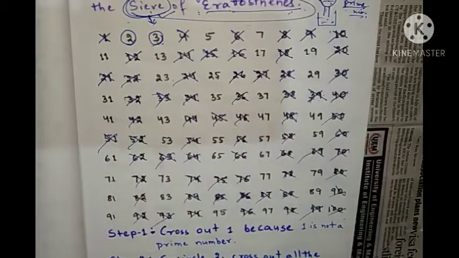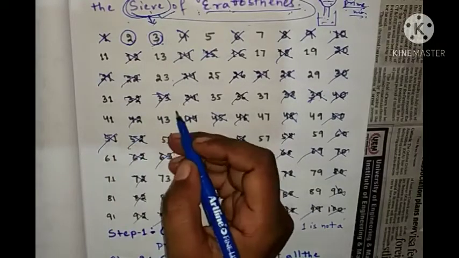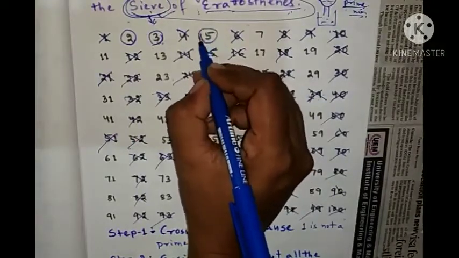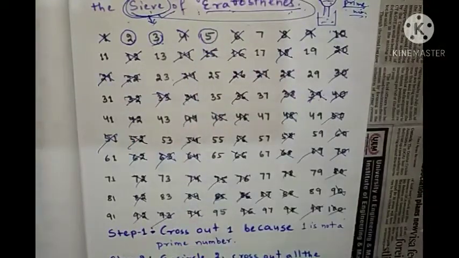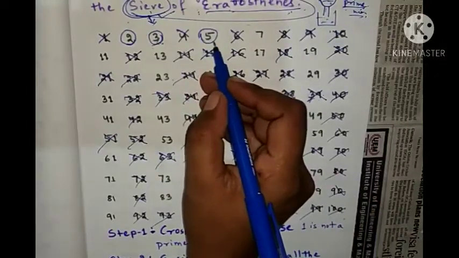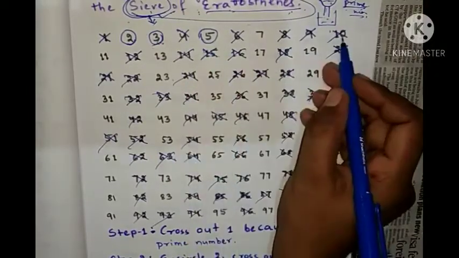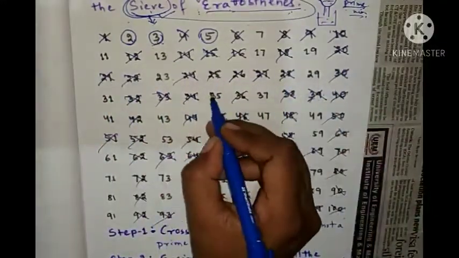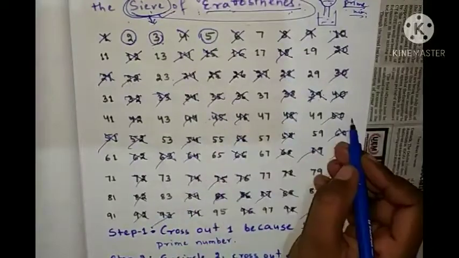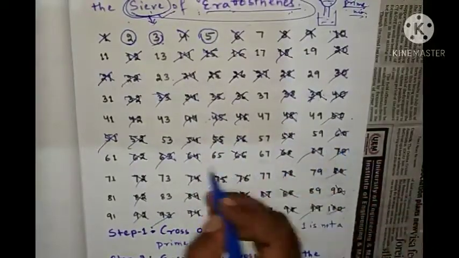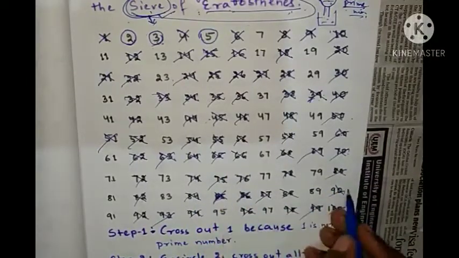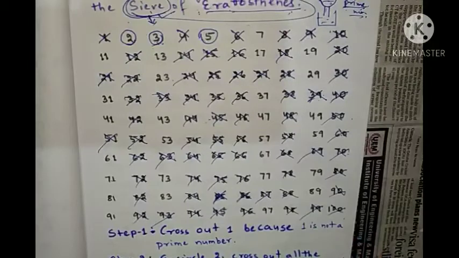Next, see which number is not crossed. What is that one? 5. So encircle 5. Next find the multiples of 5. Already done: 25, 30, 35, 40, 45, 50, 55, 60, then 65, 70, 75, 80, 85, 90, 95, 100.